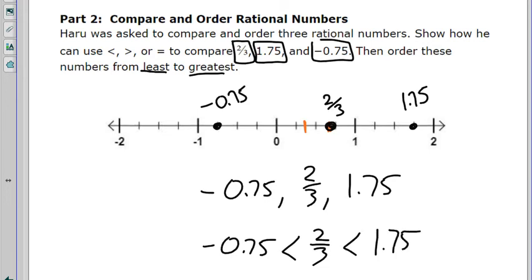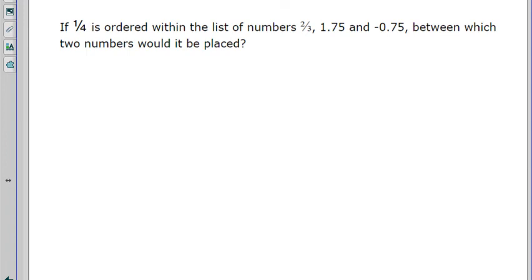Remember to pay attention. One of the bigger mistakes kids make is it says least to greatest, they put them greatest to least. Or they ask for greatest to least, and you put least to greatest. So be careful with the verbiage. Okay, here's one for you to try. We want to know if 1/4 was ordered within the list of 2/3, 1 75 hundredths, and a -75 hundredths, between which two numbers would it be placed?